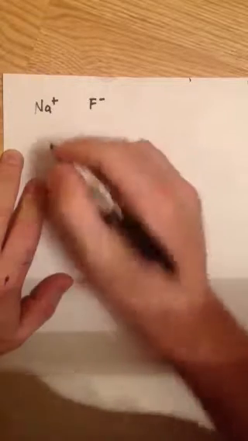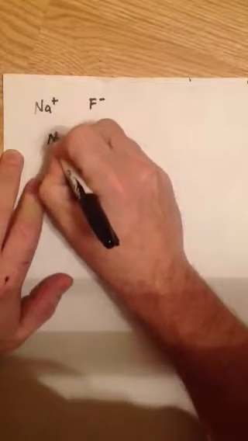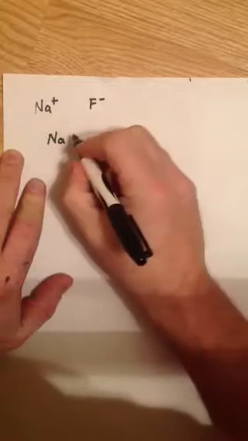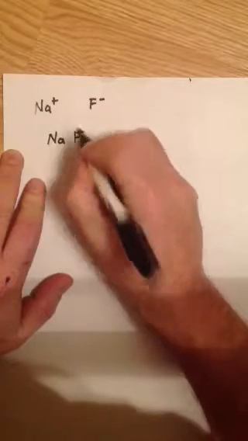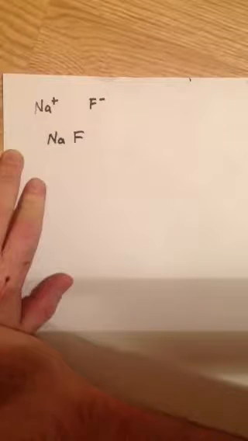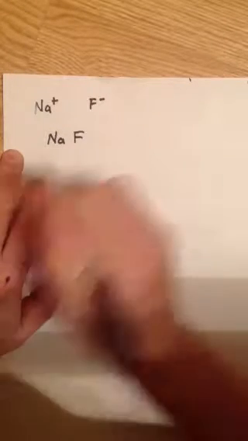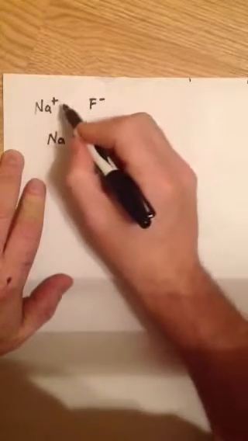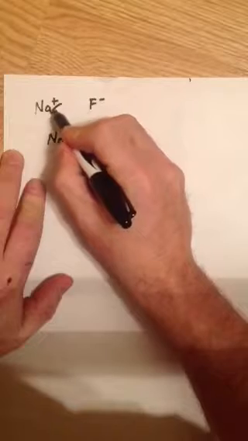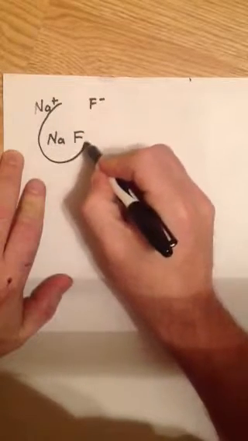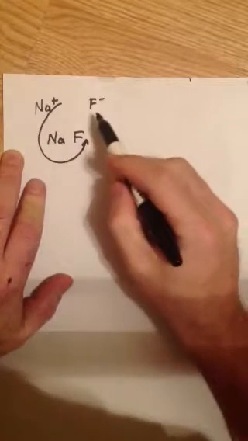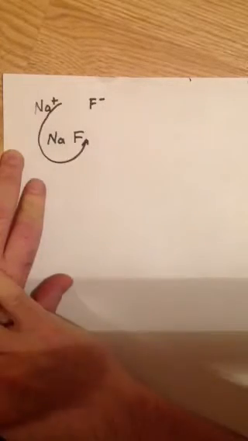When we write the formula, we always write the cation first because it is the least electronegative, and we write the anion second. Now, to get the charges to balance out, the easiest way is to use the crisscross method. Sodium has a +1 charge. So that 1 that's here comes across and becomes the subscript for the fluorine here. The fluorine has a -1 charge.